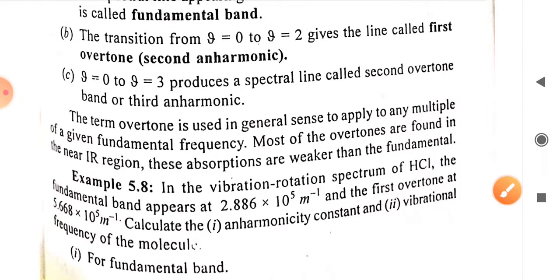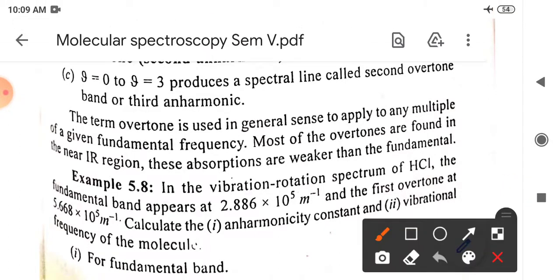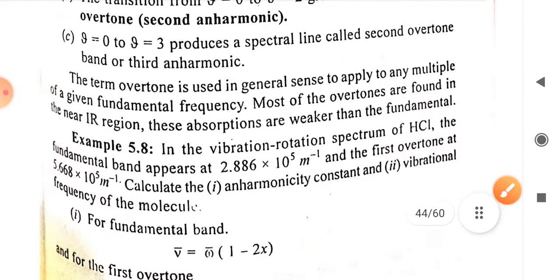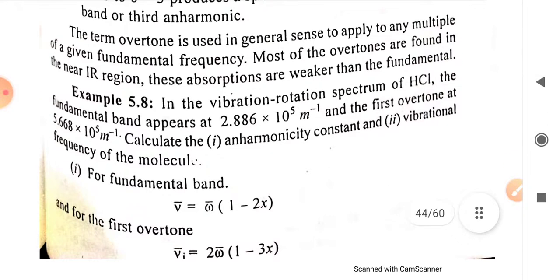The term overtone is generally used in the sense of applying to any multiple of the given fundamental frequency. Most of the overtones are found in the near infrared region, and these absorptions are weaker than the fundamental one. So the intensity of these overtone bands is lower, or weaker, than the fundamental vibrations. So consider a numerical based upon this.